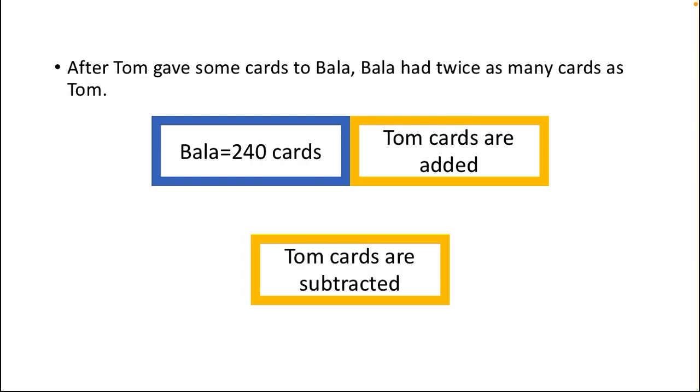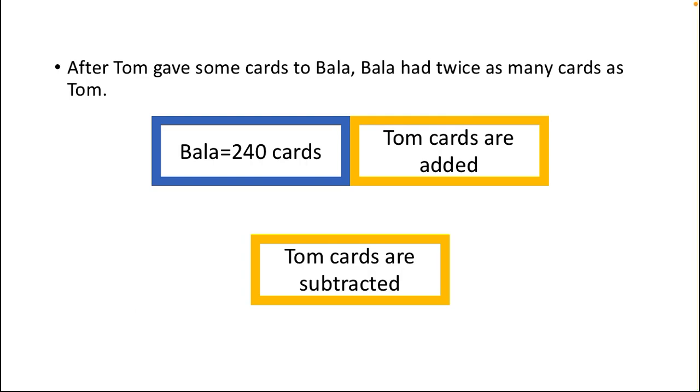After Tom gave some cards to Bala, Bala had twice as many cards as Tom. Now Tom has given some cards to Bala, so his rectangle has become smaller, and some part of the rectangle has been given to Bala, which is clearly shown on the screen. Bala now has 240 cards, and the Tom cards are added into it, and the Tom cards are subtracted.